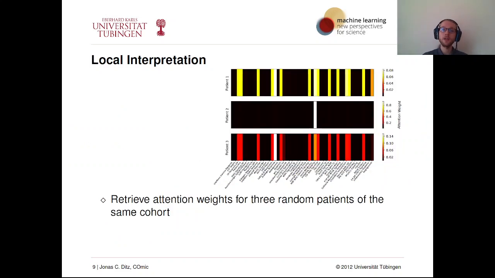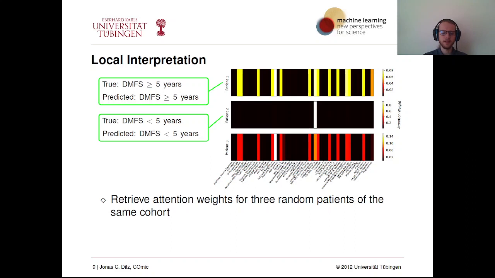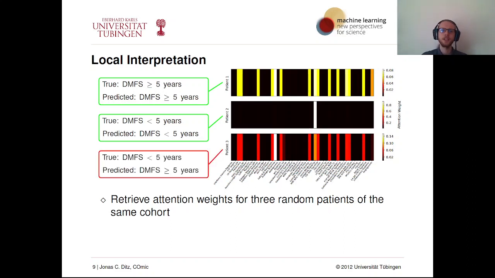To investigate the local interpretation, we randomly selected one of the 6 cohorts and then retrieved 3 random patients from this cohort. Patient 1 was a patient that was correctly classified to have a DMFS of more than 5 years. Patient 2 was correctly classified to have a DMFS of less than 5 years, and patient 3 was a patient that was wrongly classified to have a DMFS of more than 5 years, and the true DMFS was less than 5 years.